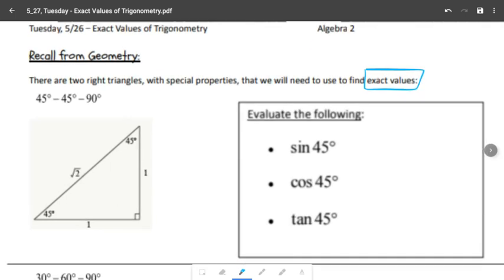So we have this one here called the 45, 45, 90 triangle because those are our angles, 45, 45, and 90. So it says evaluate the following: sine of 45, cosine of 45, and tangent of 45. So if you remember from last week with trig, we use SOHCAHTOA.